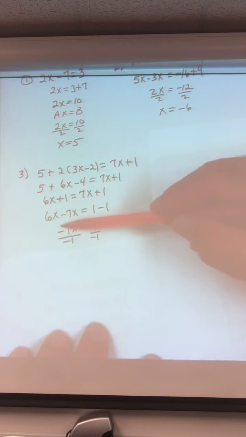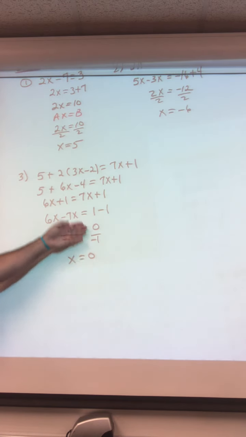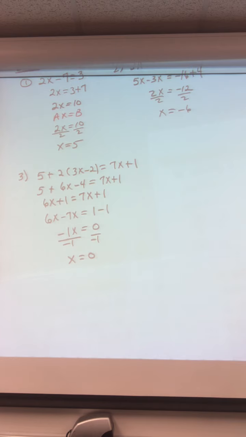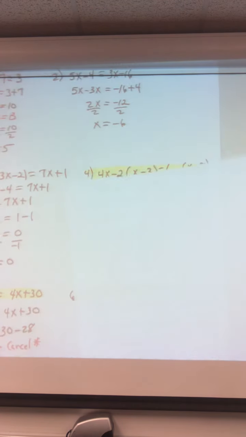The negative 1's cancel and leave 1x, and then 0 over any number is 0. You don't see that? Take your calculator and divide that. And you'll see that you get 0. Okay, let's do another one.